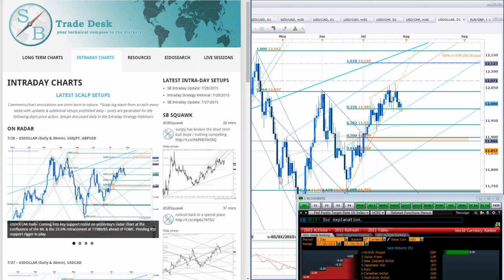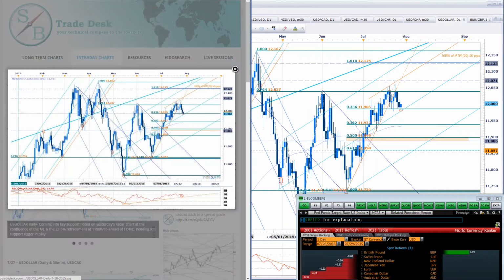Okay. So let's get started. First things first, relative performance of the greenback ahead of this release. Here's what the dollar index looks like. So I posted this yesterday on the intraday charts, guys, on the radar. Here's what the dollar was looking at.